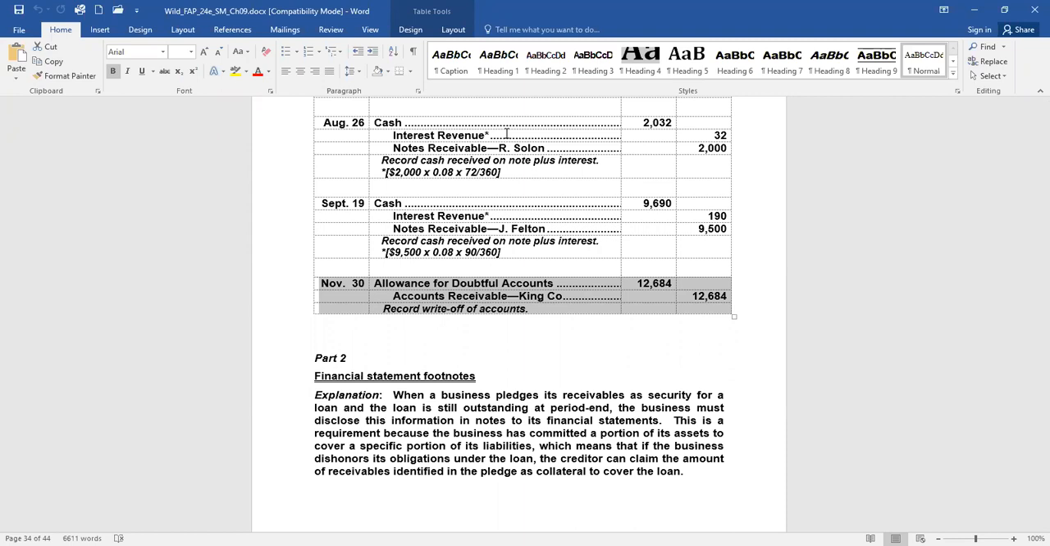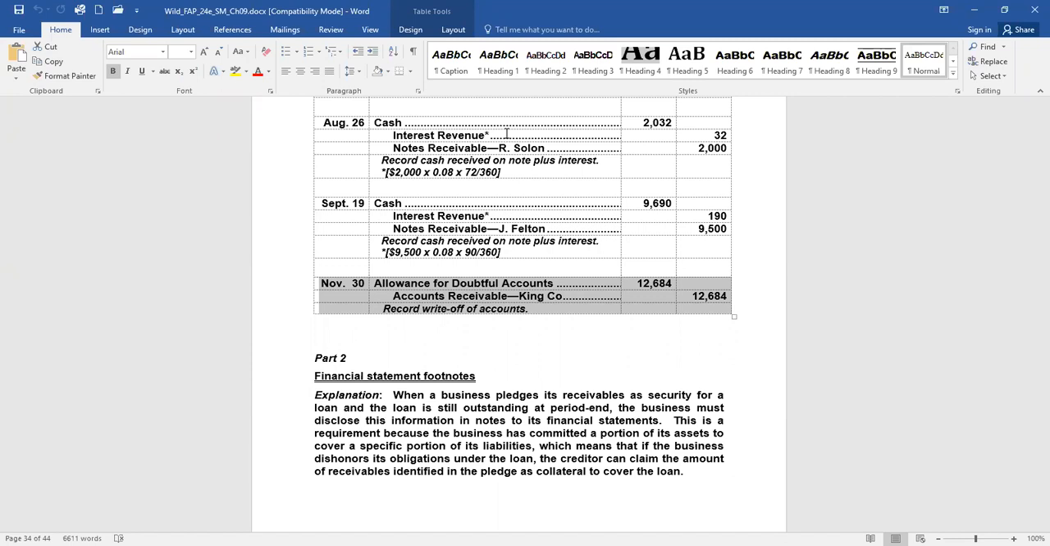All right. So when a business pledges its receivables as security for a loan, and the loan is not paid back yet, the business has to tell decision makers about it in notes to its financial statements. This is a requirement because the business has committed a portion of its assets to cover a liability, which means if the business dishonors its obligation, the creditor can claim the amount of receivables identified as collateral to cover the loan. And that's what I was just telling you about.